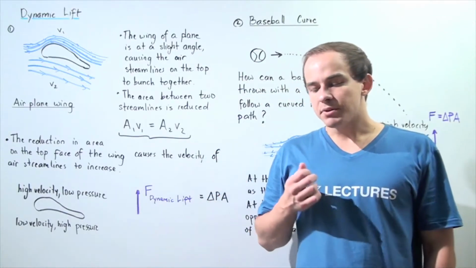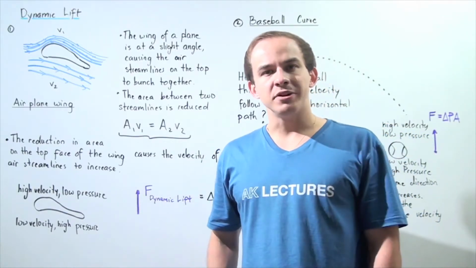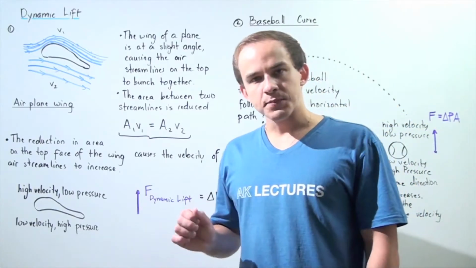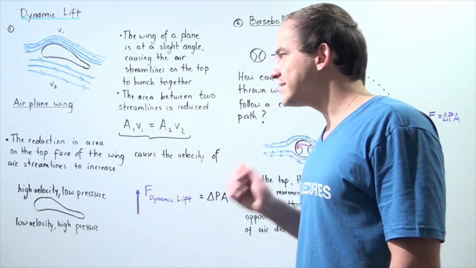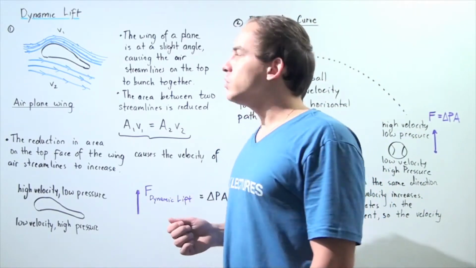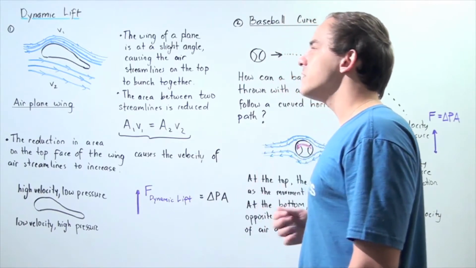Another important application of Bernoulli's principle exists in a concept known as dynamic lift. So let's examine two instances in which dynamic lift is evident. So let's begin with the wing of an airplane.